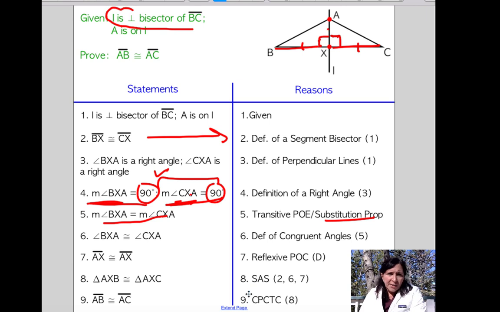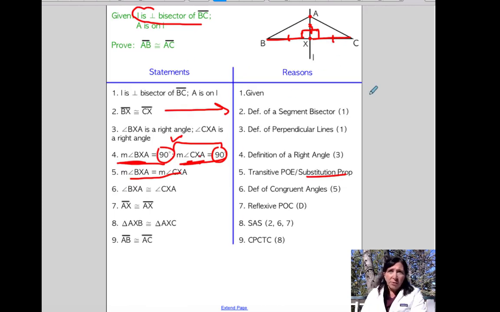Then I can say AX is congruent to itself. You have side angle side, and then the two triangles are congruent. The parts are congruent once the angles are congruent. Okay?